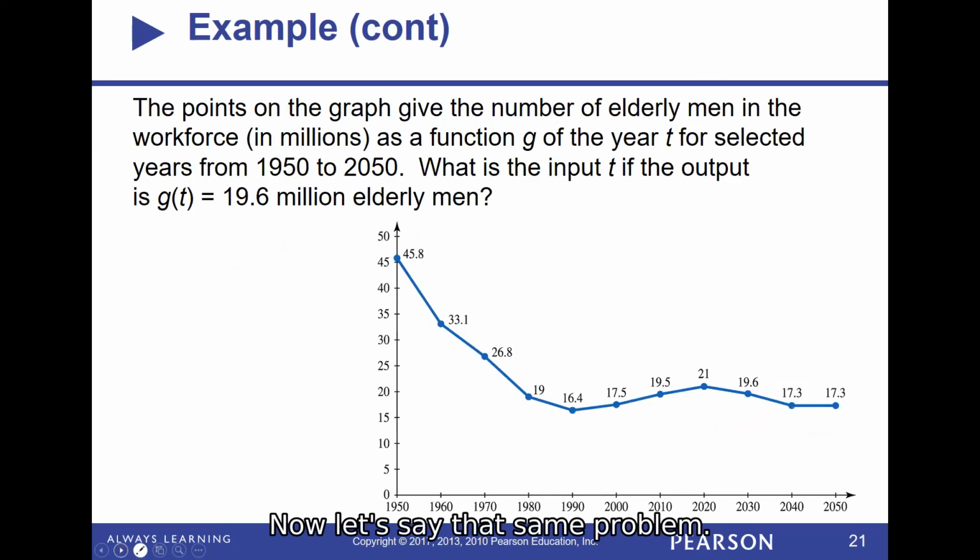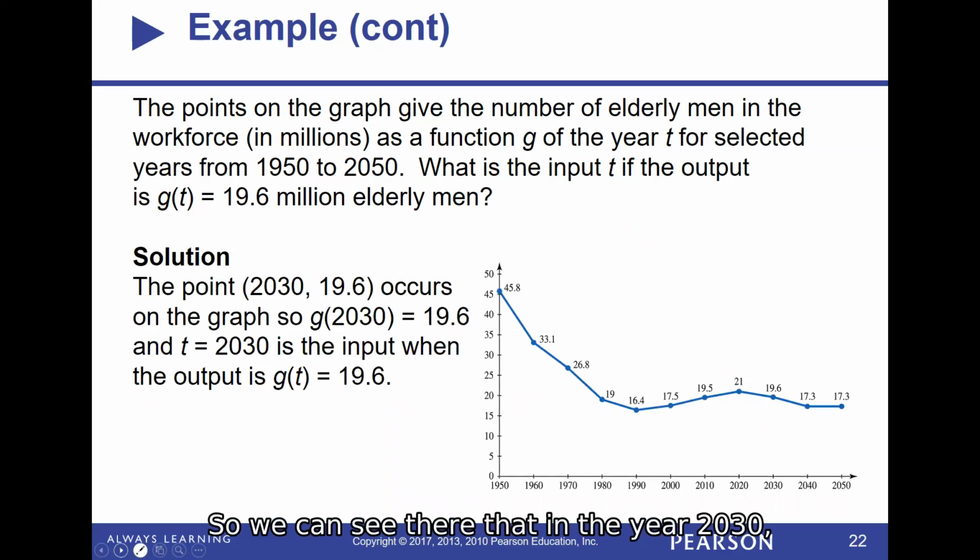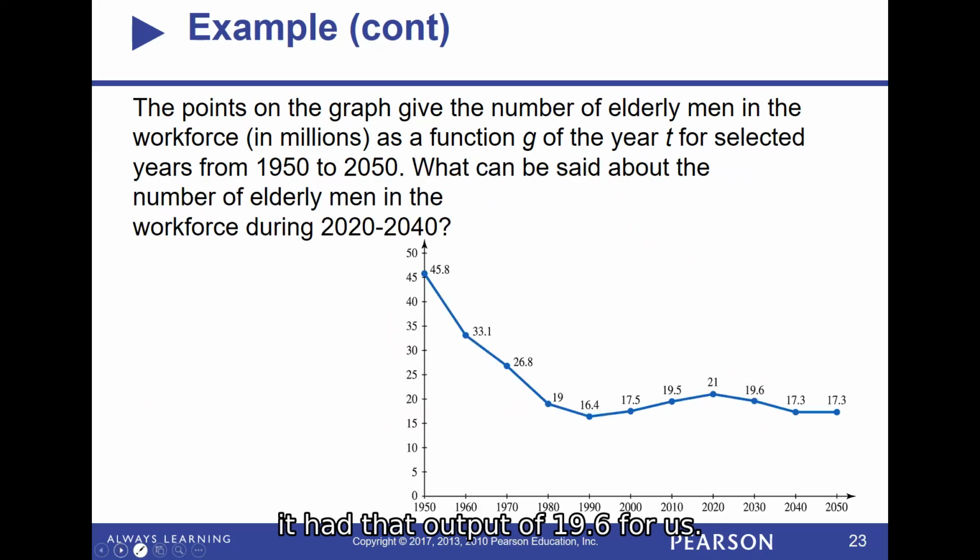Now, let's take that same problem. And let's say, what is the input T if the output is 19.6 million? Okay, so if the output is 19.6, so here's my output side. And if that's 19.6, well, there's 19, there's 19.5, 19.6, what was the input? So what year gave that? That would be 2030, okay? So we can see there that in the year 2030, it had that output of 19.6 for us.